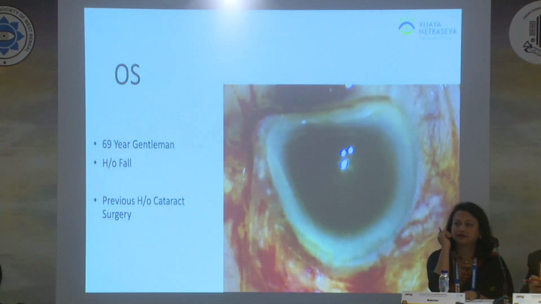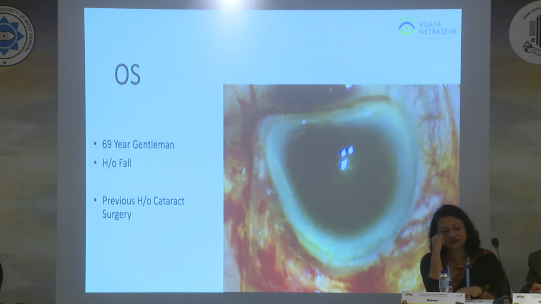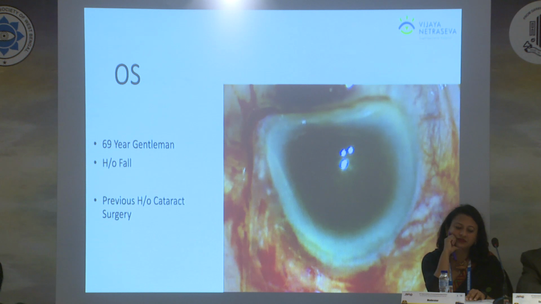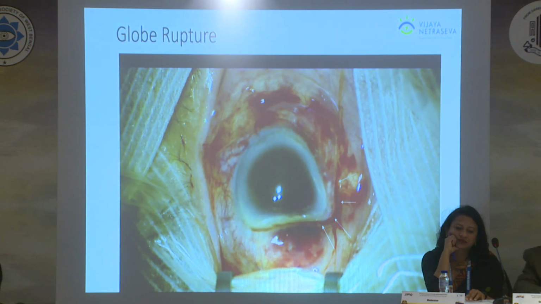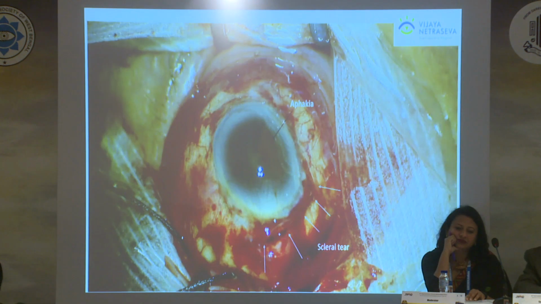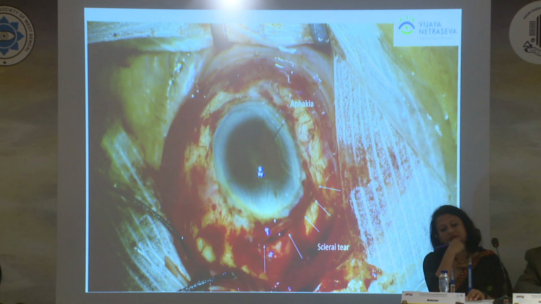So we had a 69-year-old gentleman who had a history of fall. He gave a history of previous cataract surgery. Apart from that, there was no other positive contributing history. Here we can see a globe rupture with a squashed globe. And on doing a thorough peritomy, we could see that there is a scleral tear at the limbus or maybe within 1 millimeter, and the patient had aphakia.